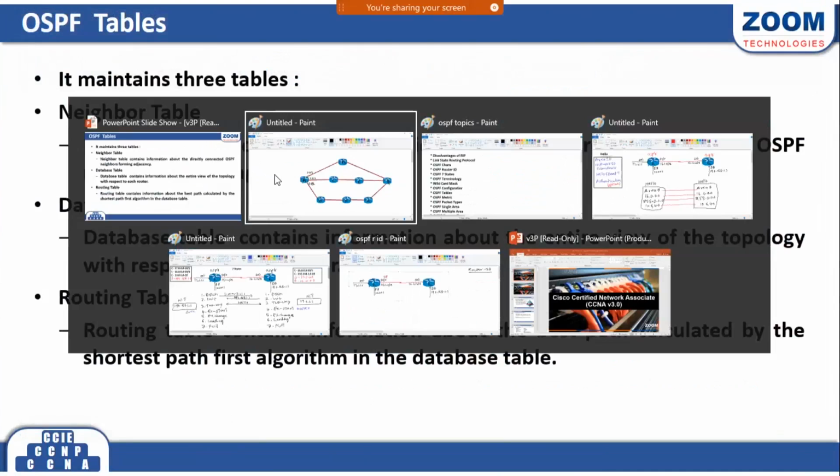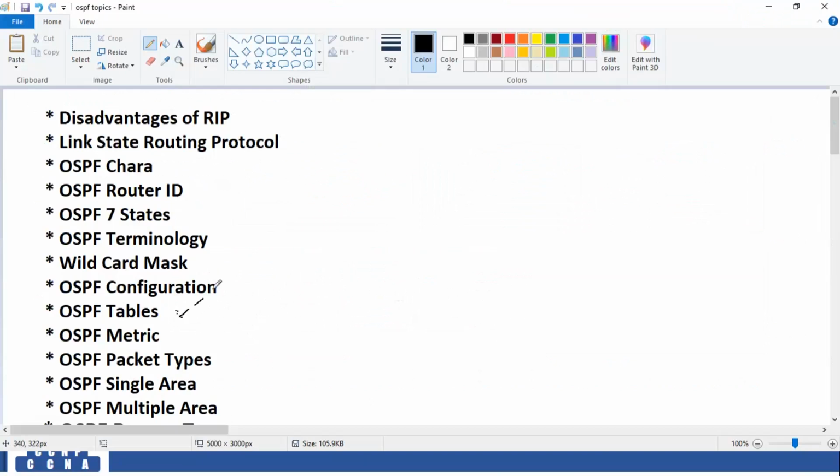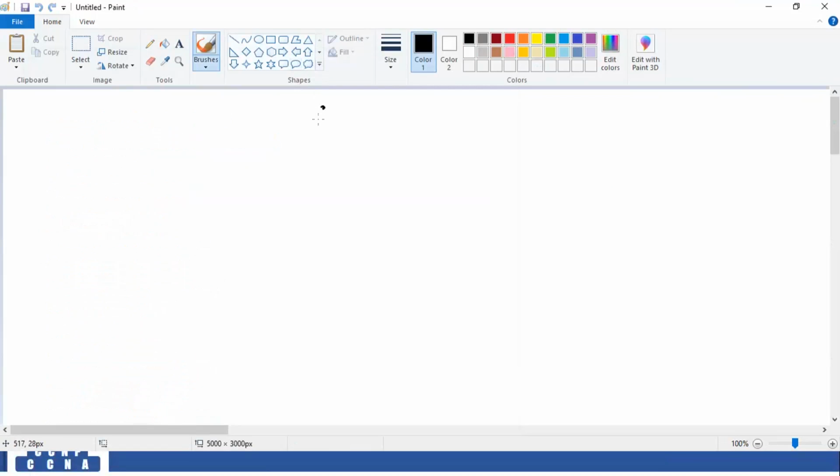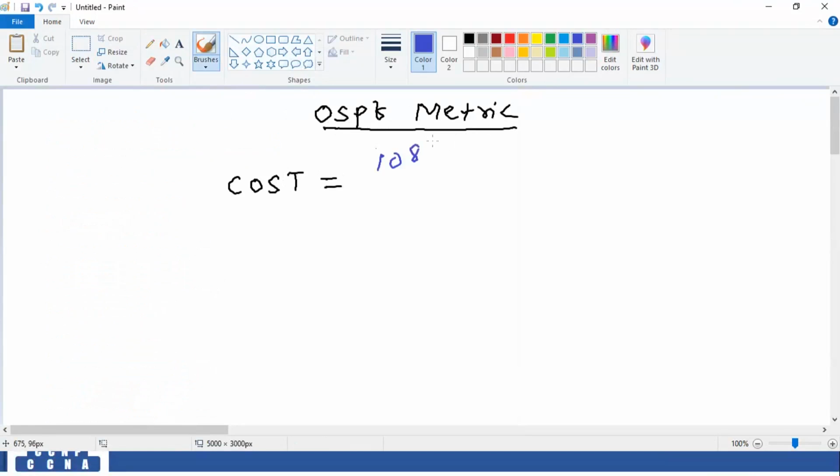Any doubts? Everyone keep heading OSPF metric. Let me explain about OSPF metric calculation. What is the OSPF metric? The OSPF metric is cost. Cost formula: 10^8 divided by bandwidth. The same formula you can write like this actually.